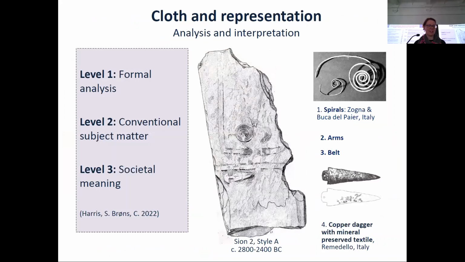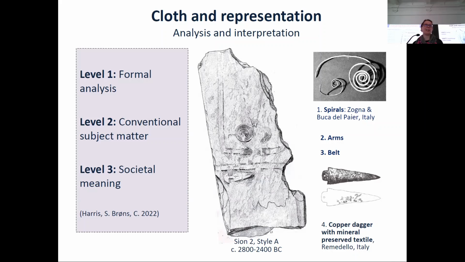So when we're thinking about clothing and representation, there are various ways we can look at these statues to make an analysis, and I want to think of these in three levels. First of all, we have a formal analysis where we're recognizing shape. In this case, maybe recognizing double spirals as a pendant, arms, belt, the copper dagger, which we see engraved on the stone. This is taking a formal analysis, looking at the shape of those motifs to try and recognize what they might look like.